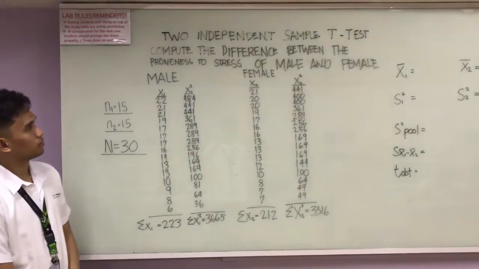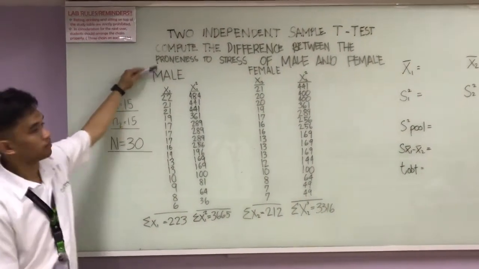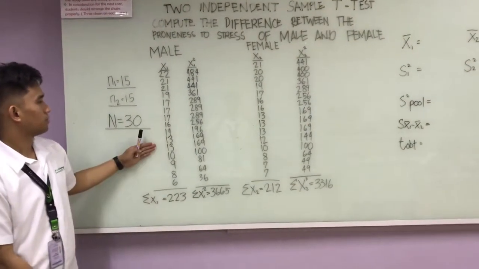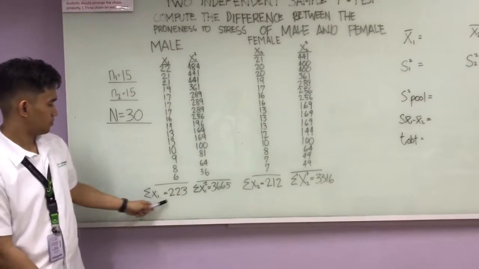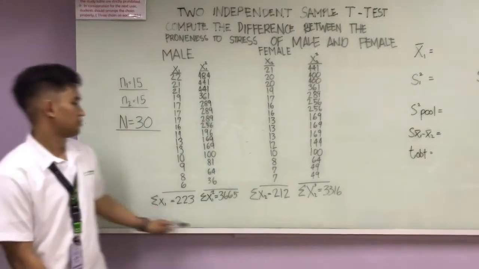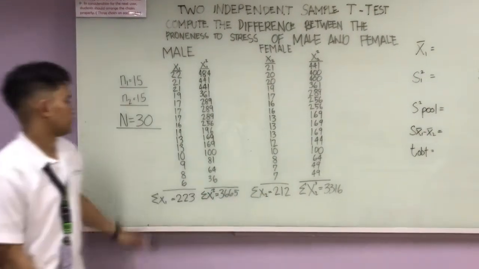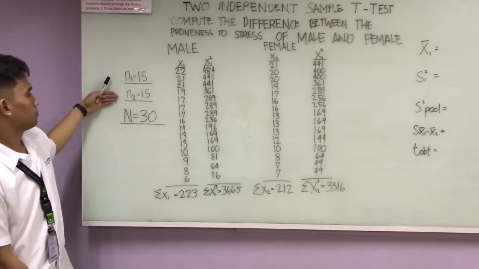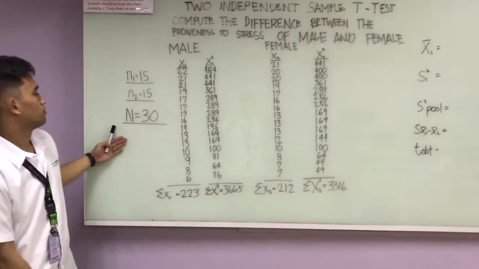Let us compute the differences on the proneness to stress between male and female. So what we have here is the data that is in order for both male and female. Each group has the summation of x, or the total of all the data in a given group. Specifically, the summation of x sub 1 for male, and then the summation of x sub 2 for females. Of course, we also have the number of respondents in a sample, or what we all know as the lowercase n, and the total of all number of respondents in the sample size, which is the uppercase N.